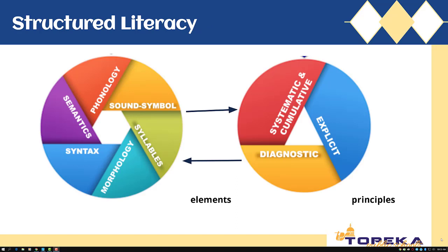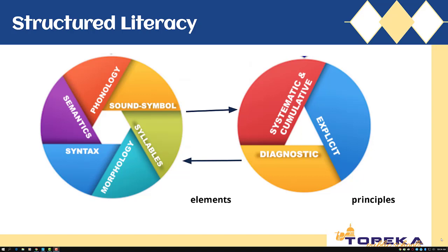As you paused the video and reflected, you may have remembered that semantics, syntax, and morphology are the last three elements of structured literacy. On the screen, we will review those 6 elements, and we'll also look at the principles that guide structured literacy. You saw this in Session 5 as well. On the left-hand side, you will see the 6 elements of structured literacy. In our last session, we focused on phonology, sound symbol, and syllables. In this session, we'll focus on semantics, syntax, and morphology. And on the right-hand side, you will see the principles that guide structured literacy.